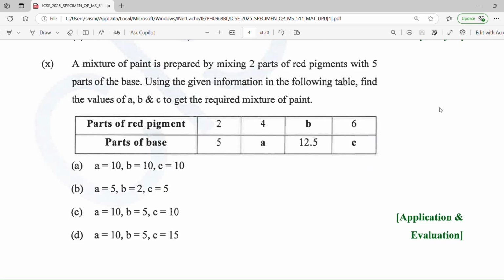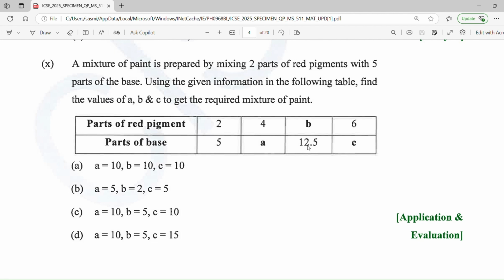Next one. Now come to question number 10. A mixture of paint is prepared by mixing 2 parts of red pigment with 5 parts of the base. Using the given information in the following table, find the values of A, B and C to get the required mixture of paint. See, this is direct proportion. So 2 divided by 5 equal to 4 divided by A. Cross multiply: 2 into A equal to 4 into 5, that is 20. 2A equal to 20, so A equal to 10. A equal to 10 is option A, C and D.